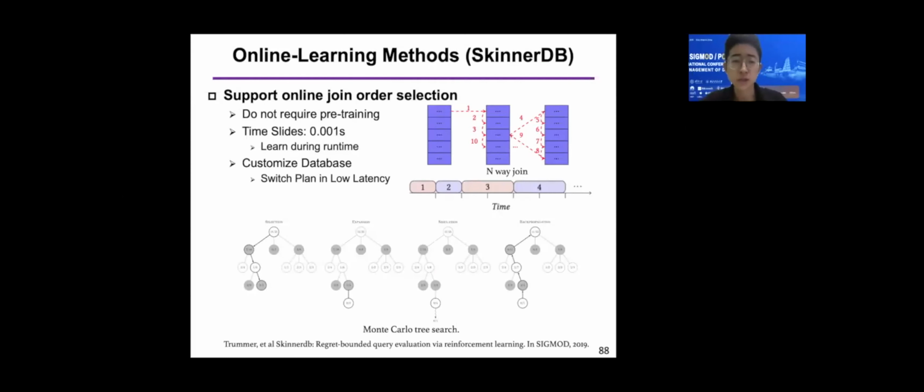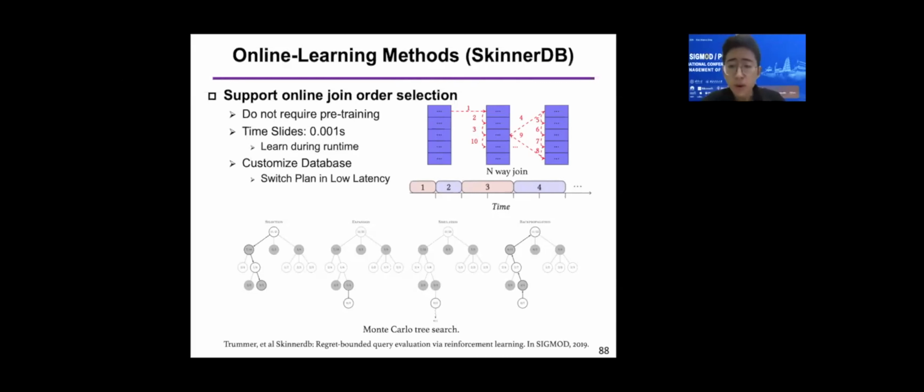Besides, Trummer has proposed a Monte Carlo tree search-based method called SkinnerDB. SkinnerDB uses the MCTS instead of other reinforcement learning-based methods like Q-learning because it provides theoretical guarantees on cumulative regret over all the choices.